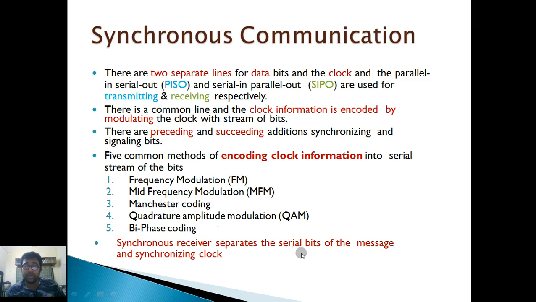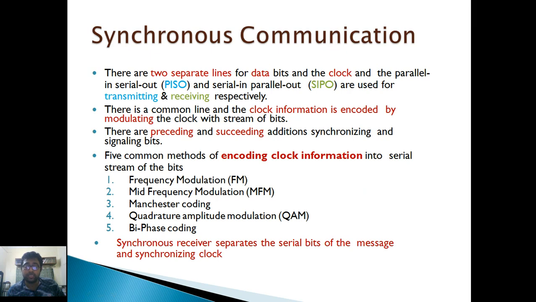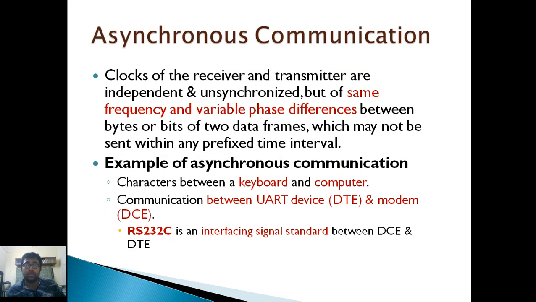Synchronous receiver separates the serial bits of the message and the synchronization clock. Asynchronous communication: clocks of the receiver and transmitter are independent or unsynchronized, but of the same frequency, and there is a variable phase difference between bytes or bits of two data frames, which may not be sent within any prefixed time interval.